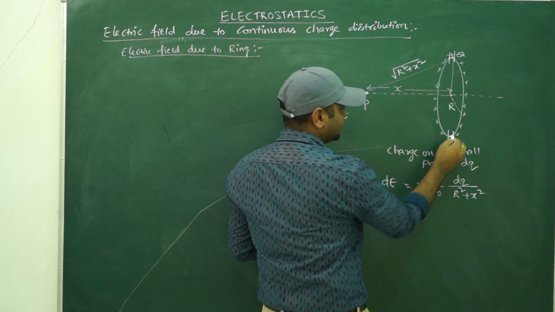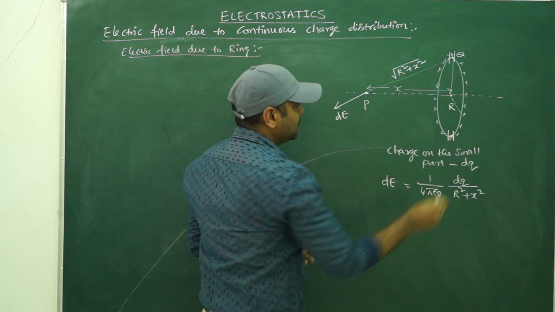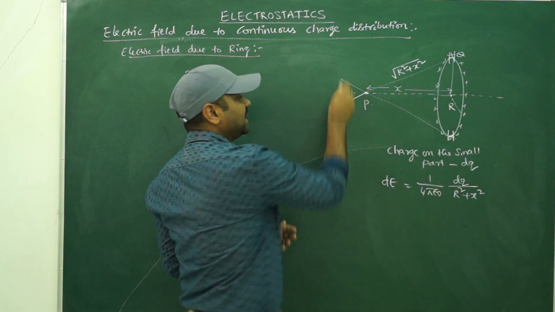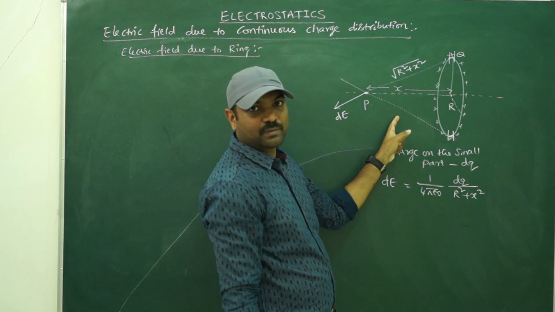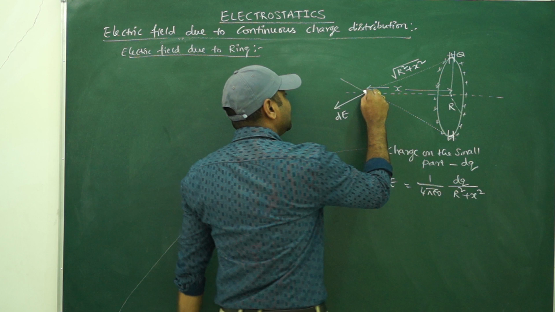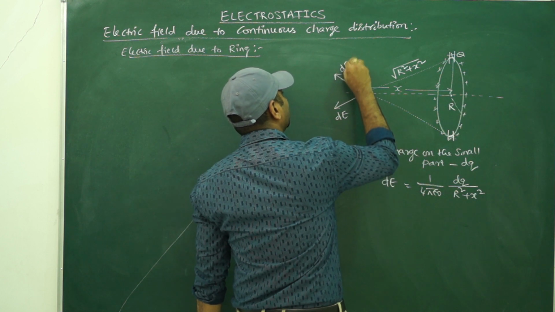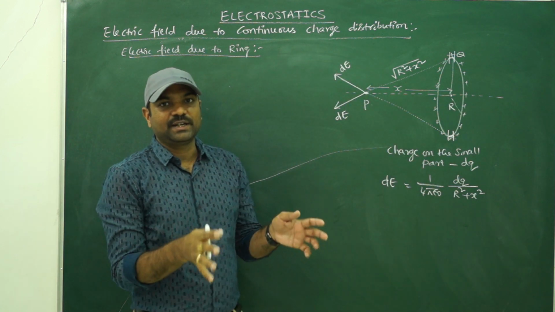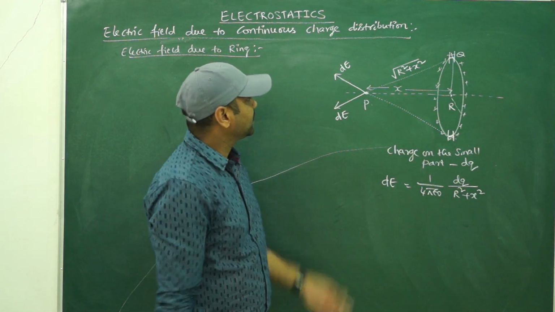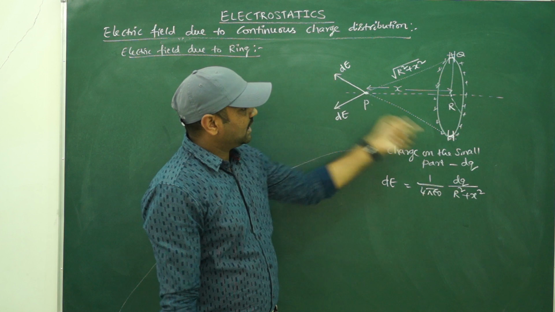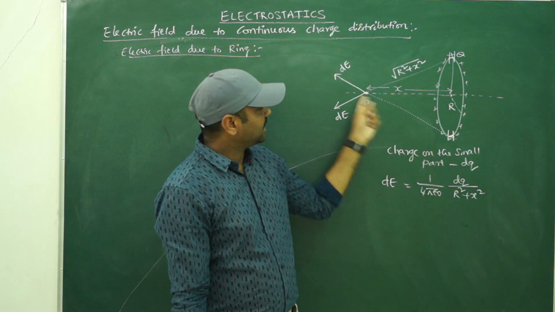Then what is the charge on this small part also? dq. Then along the line joining the field will be there. The distance will be root of R square plus x square. The distance is also the same, so the field value is also the same. Field value is nothing but electric field intensity. Usually I call it field value, which is nothing but field magnitude. So dE direction will be along the line joining, away from it.